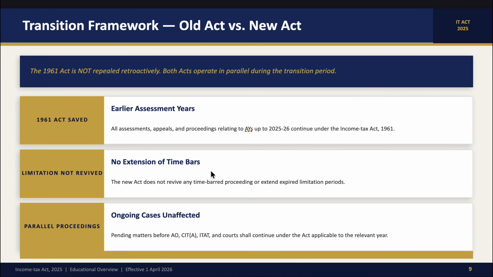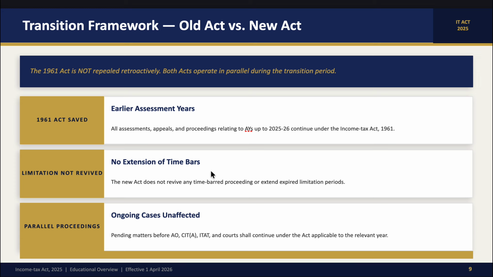Great. So now, the transition framework, old Act versus the new Act. The 1961 Act is not repealed retroactively. Both Acts operate in parallel during the transition period. So everything that has been happening under the old Act will continue to happen under the old Act. With effect from 1st April 2026, the new Act becomes applicable, so all assessments, appeals, and proceedings. This is very, very important, my dear friends. Have a careful note on this.